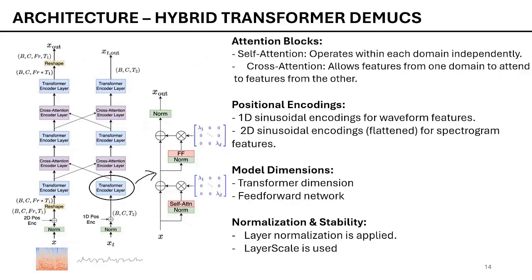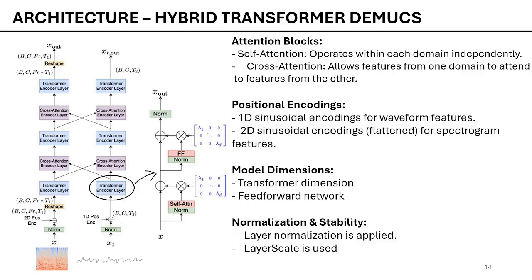Shared cross-domain transformer encoder. At the deepest part of the model, the time domain features and spectrogram features are processed in parallel by a sequence of self-attention and cross-attention blocks. Self-attention layers operate within each domain independently. Cross-attention layers allow each domain to attend to the other domain's features. Positional encodings are added to the time and frequency axes: 1D encoding for the waveform features, 2D encoding for the spectrogram features, then flattened into a sequence.